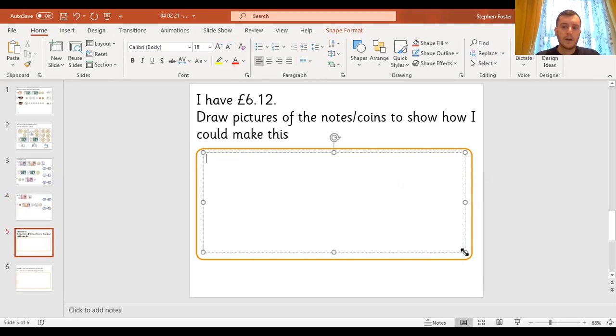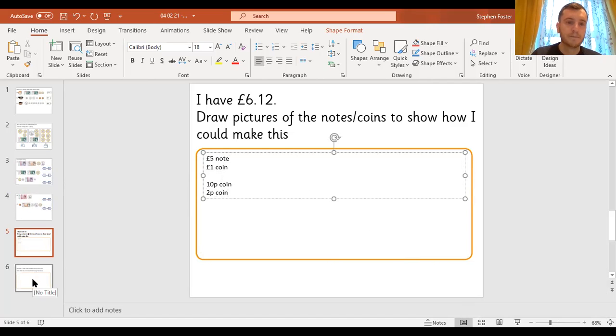So I can't draw the coins on here, but I'm going to write down what I would use. So I would use a £5 note. I would then use a £1 coin. That makes my £6. Then I would use a 10p coin, and then I would use a 2p coin. There are other ways you could show this, but that's probably the simplest way, using the fewest different amounts.